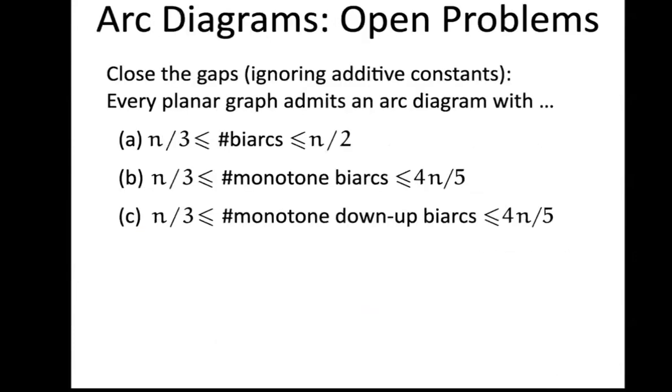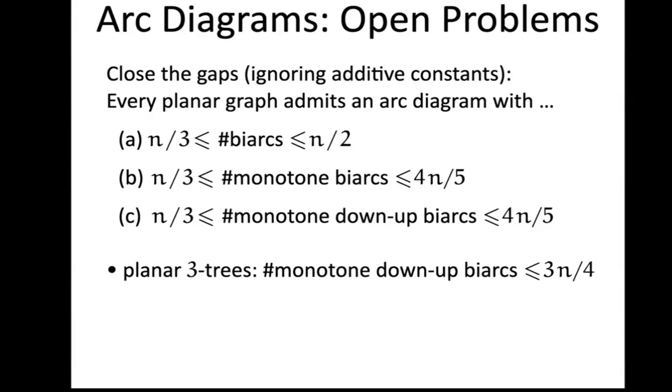So to summarize, open problems. There are lots of gaps that would be interesting to close. So taking away all these additive constants, we have the general gap between 1/3 and 1/2 regarding the maximum number of biarcs required for every planar graph on n vertices. And for the monotone case, it's even slightly larger. And you could even conceivably distinguish between the case where you allow both monotone types of arcs and only one of them. All the upper bounds that we have actually will also work for the more restricted setting.